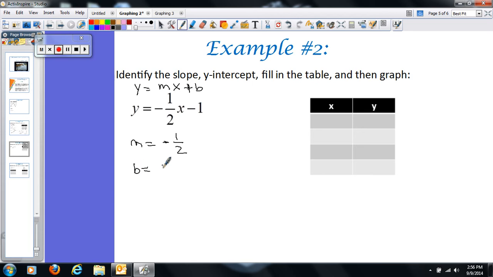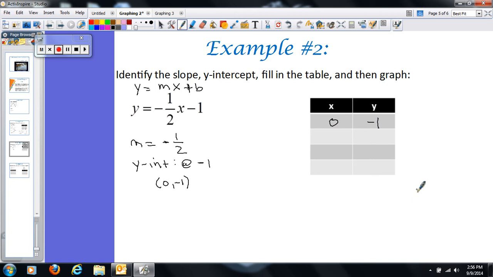My y-intercept is b. Sorry, let me actually rewrite that as y-intercept. The y-intercept is going to be b, which is at negative 1, because this is plus b. So since I have minus 1, it's going to be negative 1. So that gives me the point (0, negative 1). So again, I can just use that as one of my x, y coordinates.